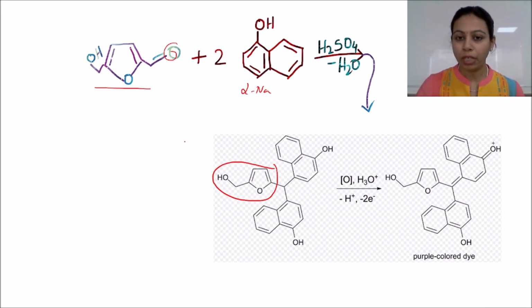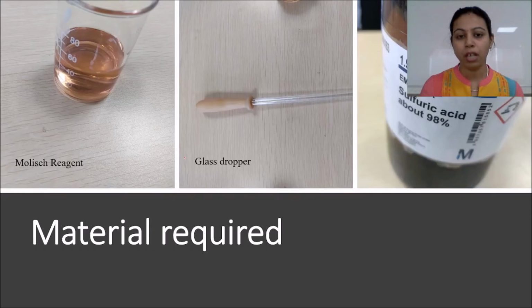In the lab we are going to take a carbohydrate sample. It can be a monosaccharide, polysaccharide or disaccharide. It will first react with the sulfuric acid to get converted into the monomeric form, and then it will proceed for the reaction. So let's move toward the lab to see how the Molisch test can be performed. The materials required are Molisch reagent, which is a solution of alpha naphthol in ethanol, a glass dropper and sulfuric acid. Let's move toward the lab where my students will be performing the Molisch test.